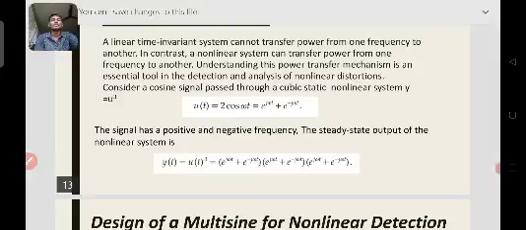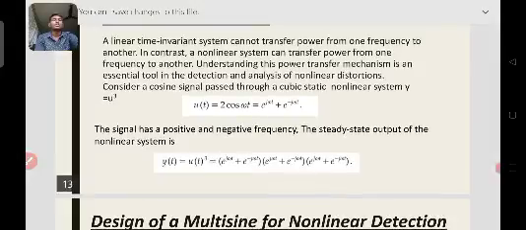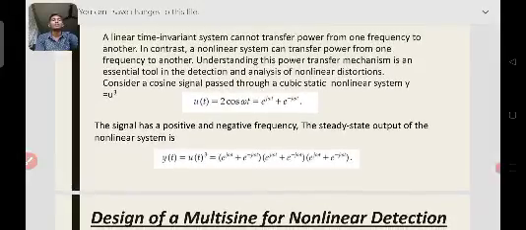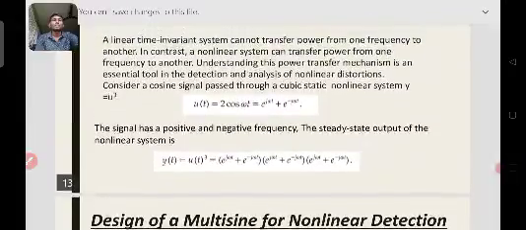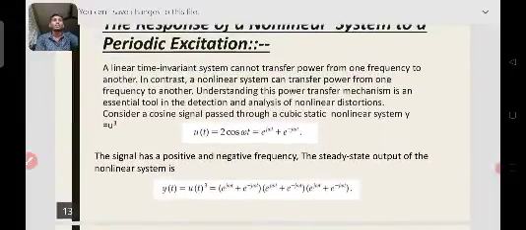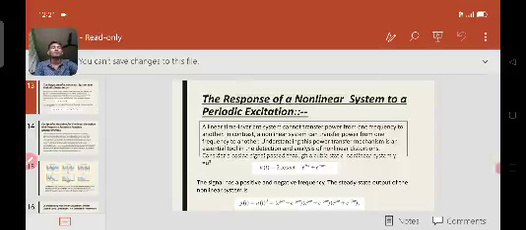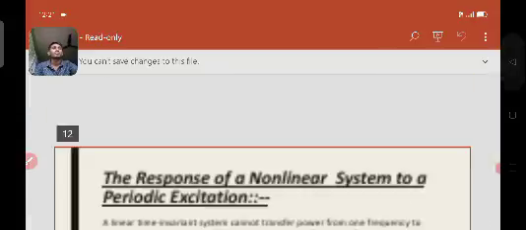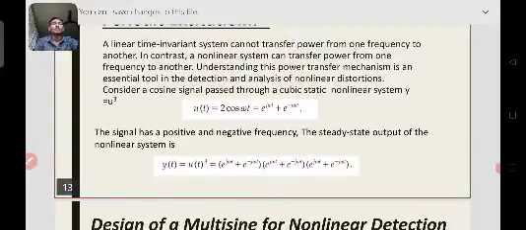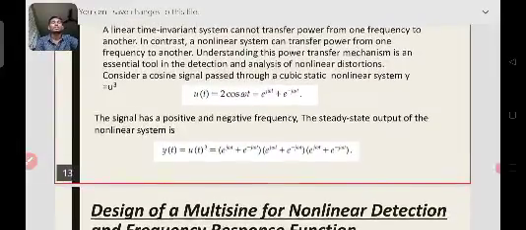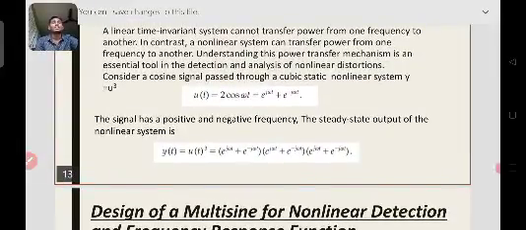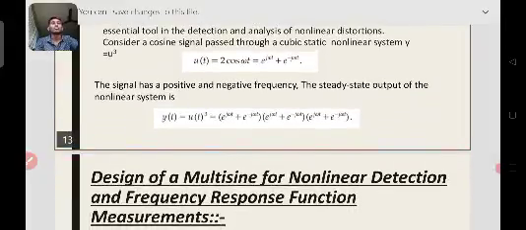Considering a cosine signal passed through a cubic static nonlinear system, y equal to u cubed. So here you can see the steady state periodic form, and also the signal has a positive and negative frequency. The steady state output of the nonlinear system is shown by y of t equal to u of t whole cubed.